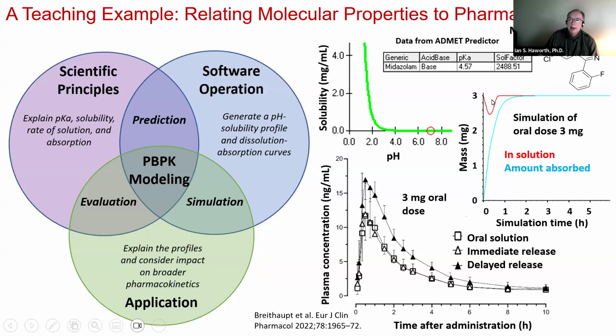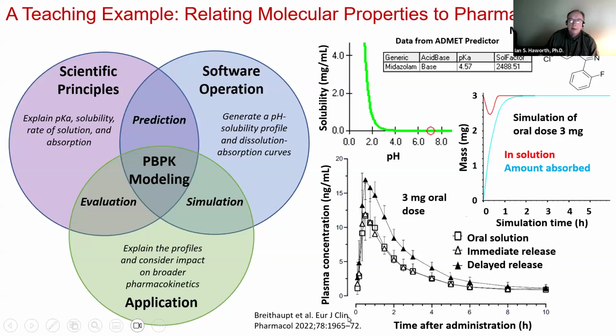But basically, the midazolam is all dissolved. This is 3 milligrams. The whole mass is dissolved, and more or less all of it absorbed after an hour. So we can understand that in terms of physicochemical properties, but then can we link it? So this is really the application now to actual data.